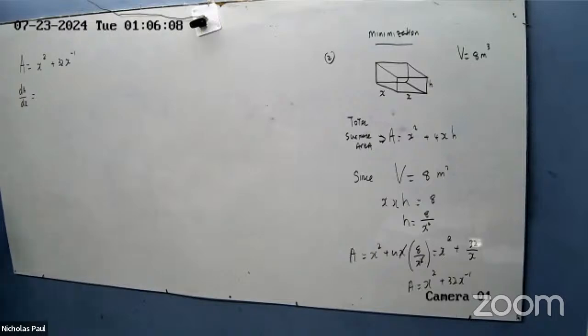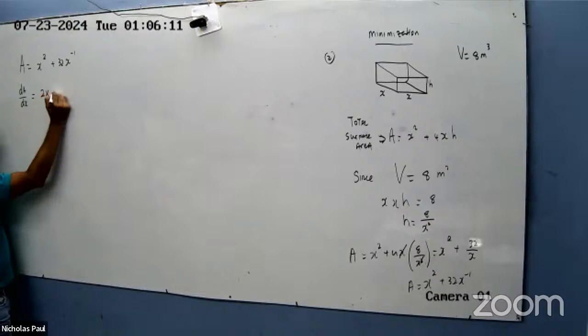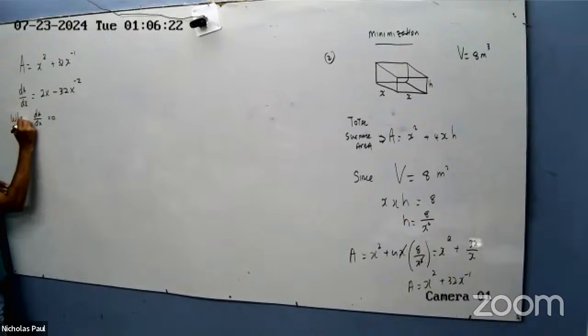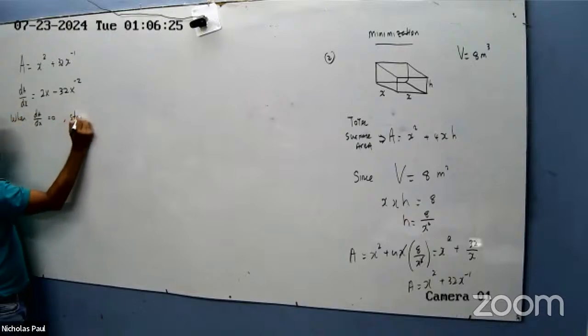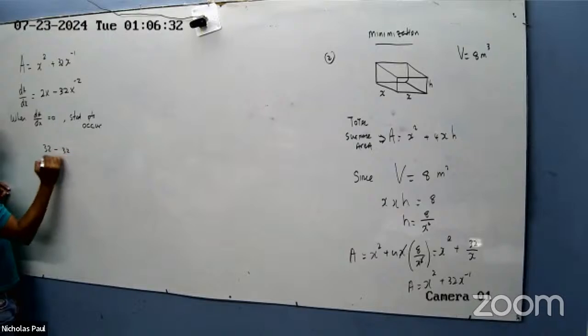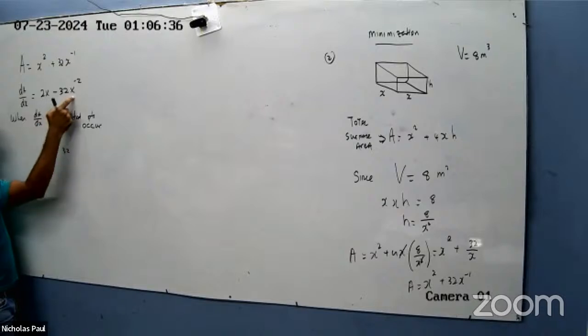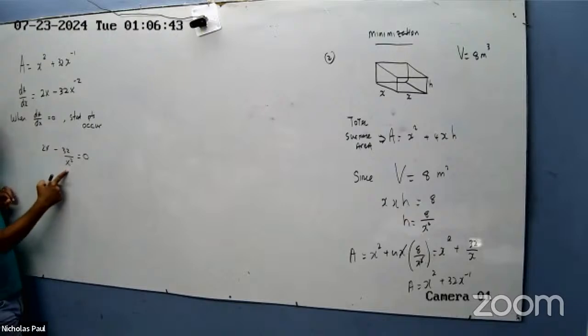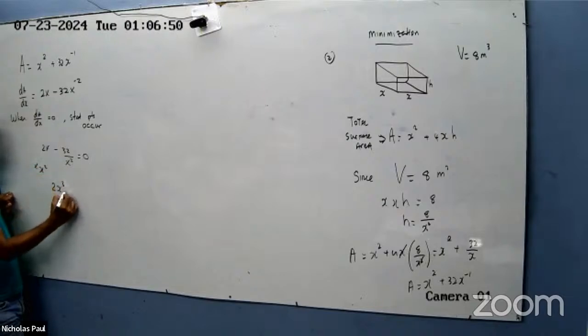When you differentiate it, what do you get? Nice. So now you're saying dA/dx equals 0. When dA/dx equals 0, stationary points occur. So now you have to solve this. X to the minus 2 means x squared. What is the fraction here? Multiply it out, multiply by x squared. So you'll get 2x cubed minus 32 is 0. Go to the calculator and you'll get 2.1.